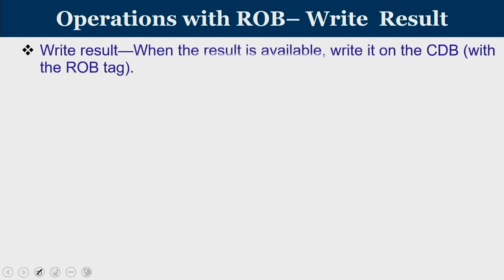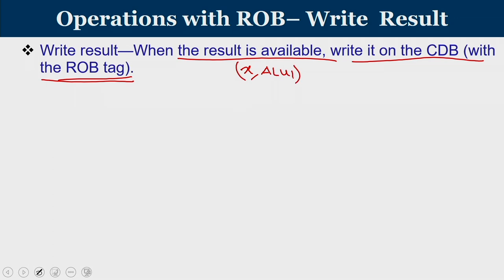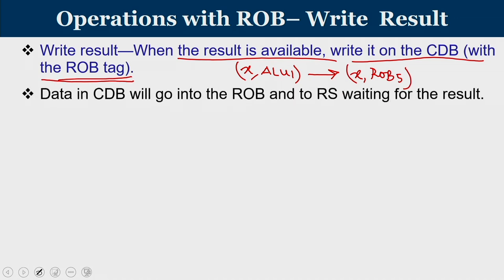And what will you do with the write result? In the write result, when the result is available, you have to write into the CDB. Here is the difference. You write into the CDB with the reorder buffer entry. Let us say ALU1 is going to produce a result. In the previous algorithm, the naive Tomasulo algorithm, we tell that ALU1 produced a result X. Now the difference is that X is the value produced and that has to be written to reorder buffer entry 5. So, rather than telling which functional unit produced the result, it tells you the reorder buffer entry. So, data in the CDB will go to the reorder buffer entry that has been mentioned and to the reservation stations waiting for the result.